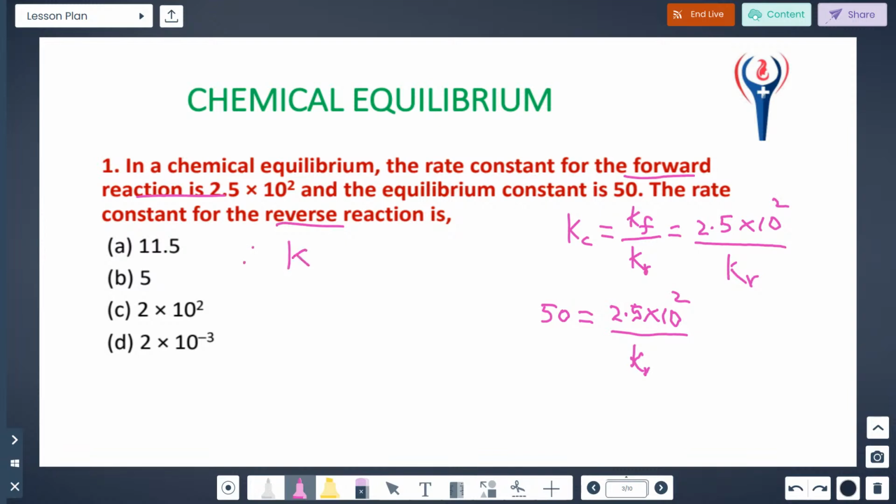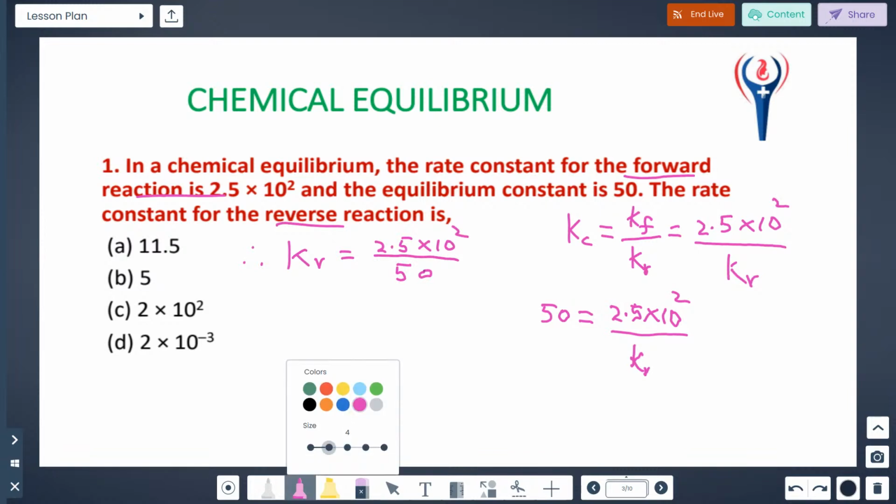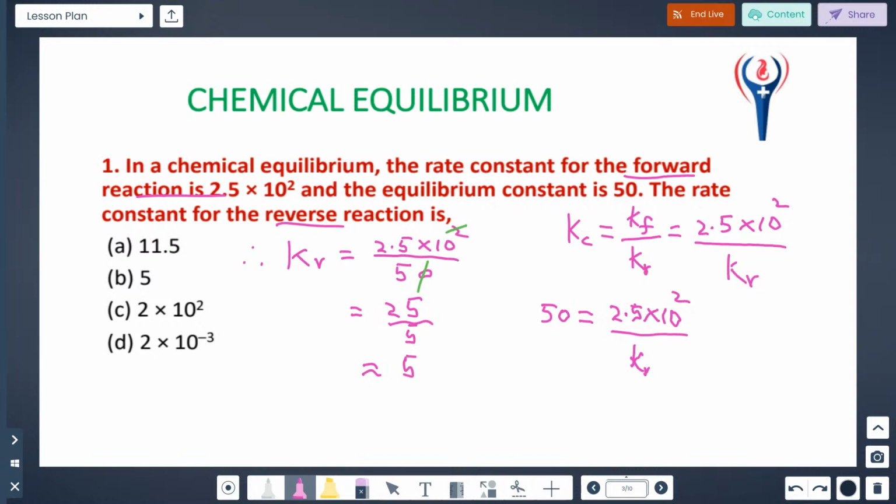Therefore Kr is equal to 2.5 into 10 power 2 by 50. Are you following? Now this 0 is cancelled, 2.5 into 10 is 25, and remaining here 5 only. So the answer is 5. Among the 4 options, B is the correct answer. Simple one.